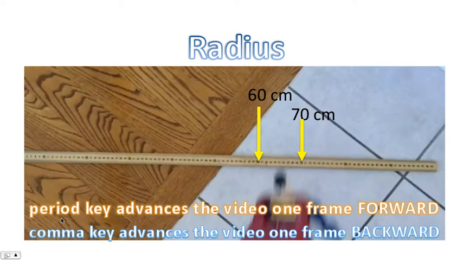To do this, you could use the period key to advance the video 1 frame forward, and you could use the comma key to advance the video 1 frame backward. So in a moment you're going to see a different view of Superman as he goes around, and what you're looking for is where Superman's head is with respect to the ruler. When the head gets very close to the ruler position, again you could use the period key to advance the video 1 frame forward, or the comma key to advance the video 1 frame backward in order to get the radius.